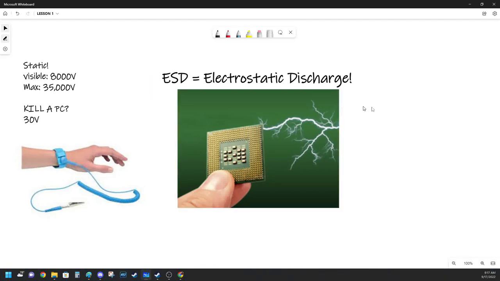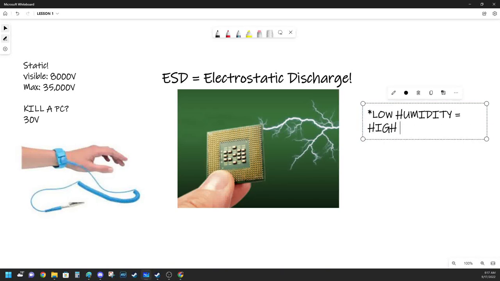The big part is humidity. Your temperature range should be, you know, 60 degrees, 65 degrees. But the humidity, I think, plays a huge part in static. And the bullet point that I would remember, which we will talk about later when we talk about environmental monitors, but low humidity, if I can spell correctly, equals high risk of ESD.